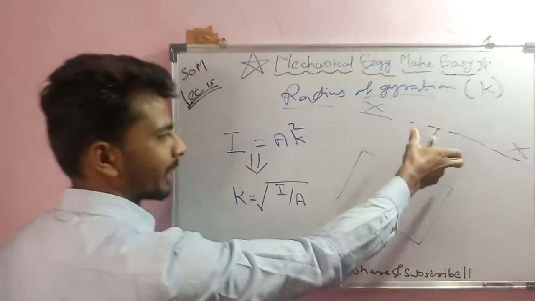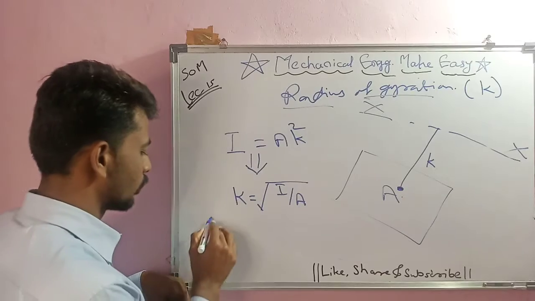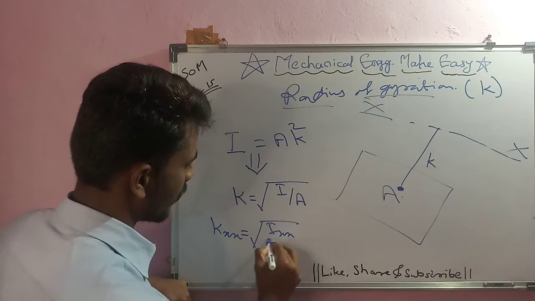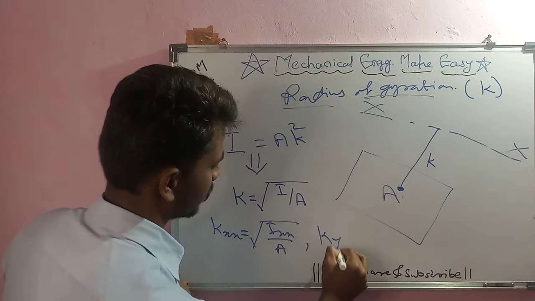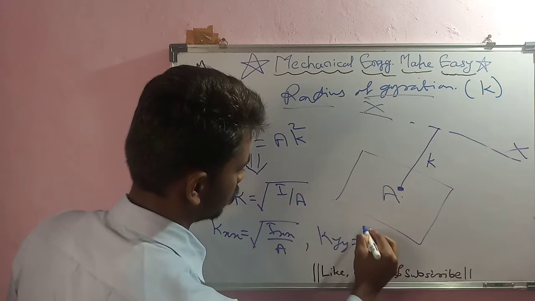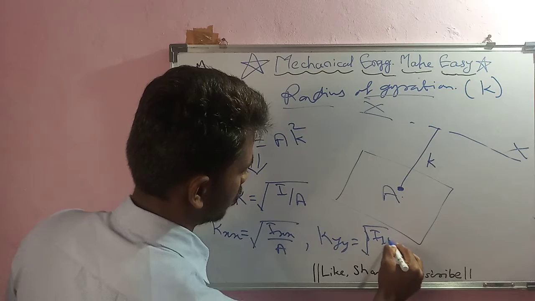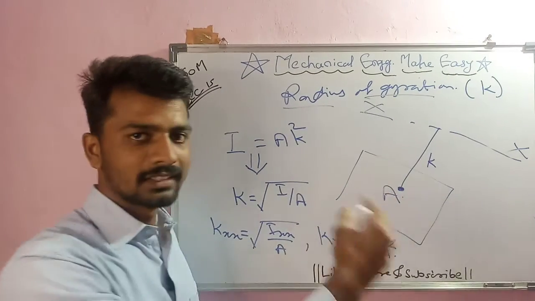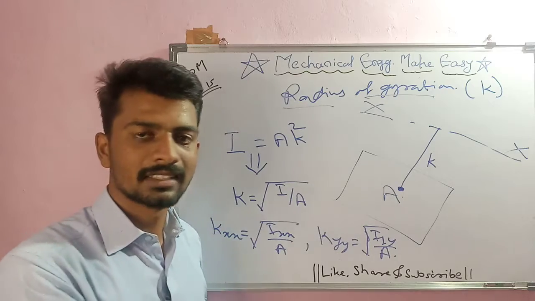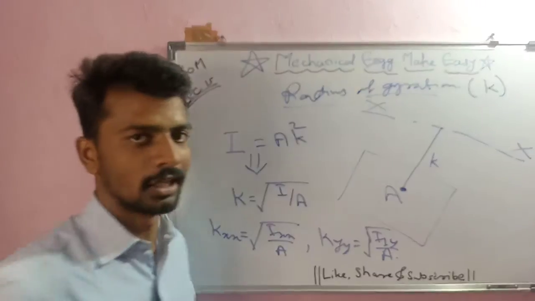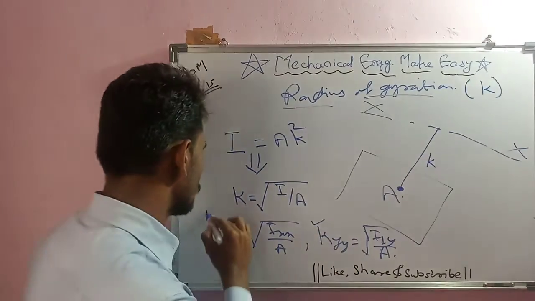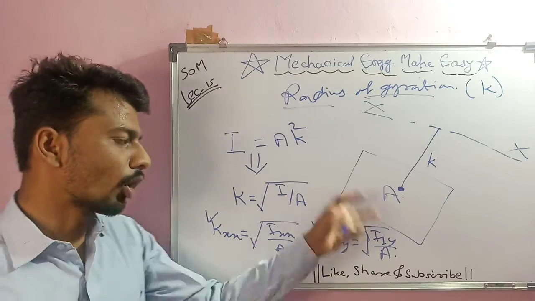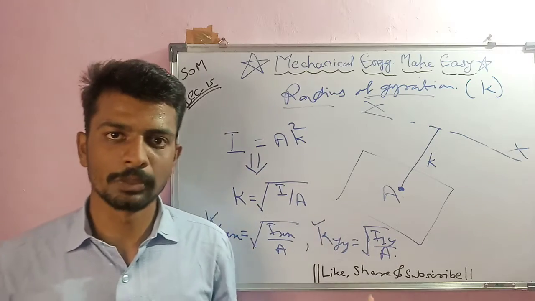And if we are considering the xx plane or yy plane, depending on that, kxx is equal to under root of Ixx upon A, and kyy is equal to under root of Iyy upon A. Simply, whichever axis we are considering for radius of gyration, the same axis we have to consider for moment of inertia also. Then we will get the value of the respective radius of gyration. So note down all these concepts. This concept is too much important.